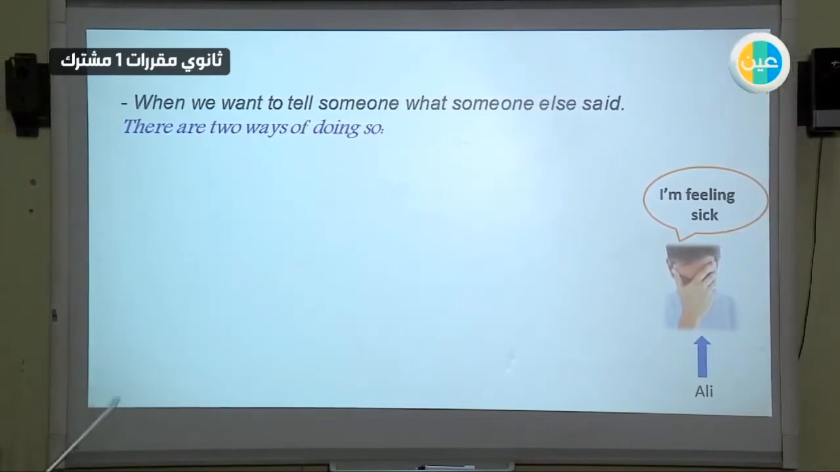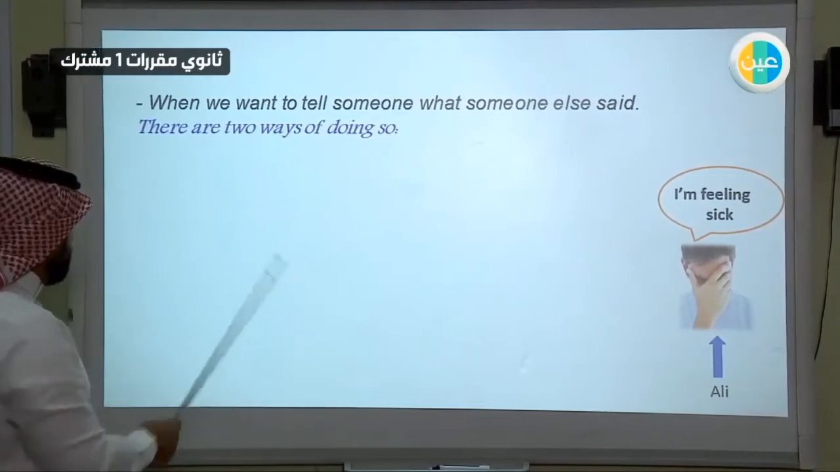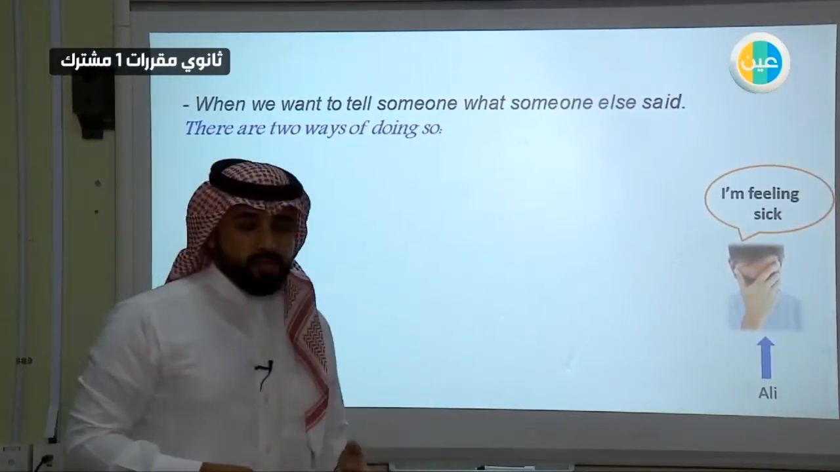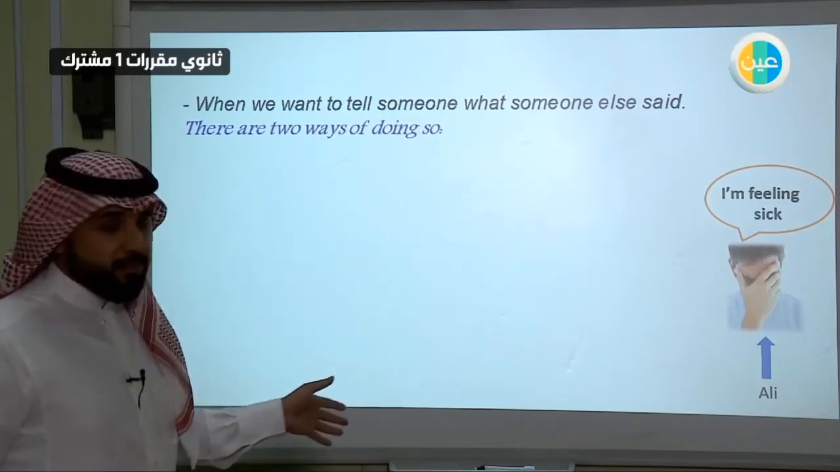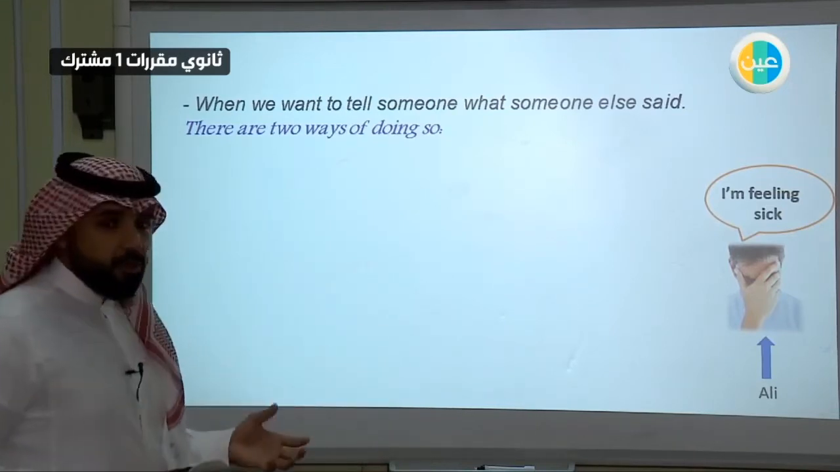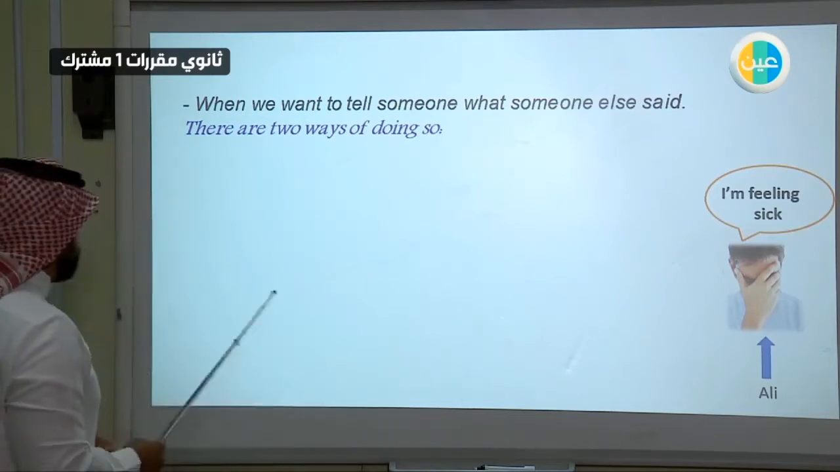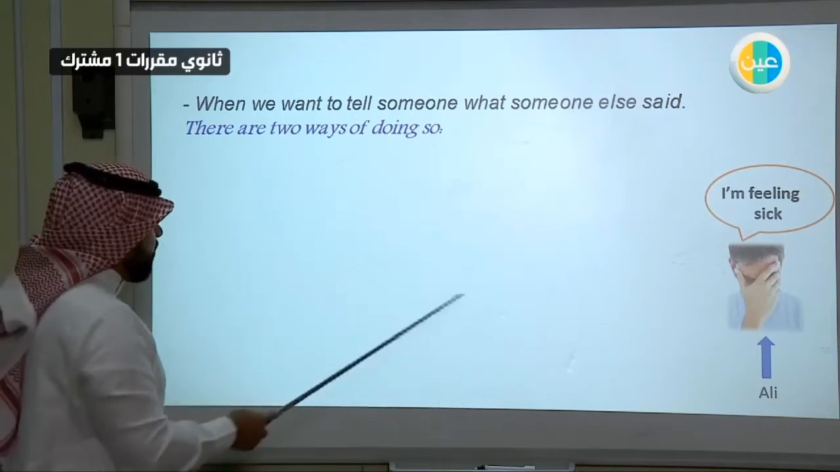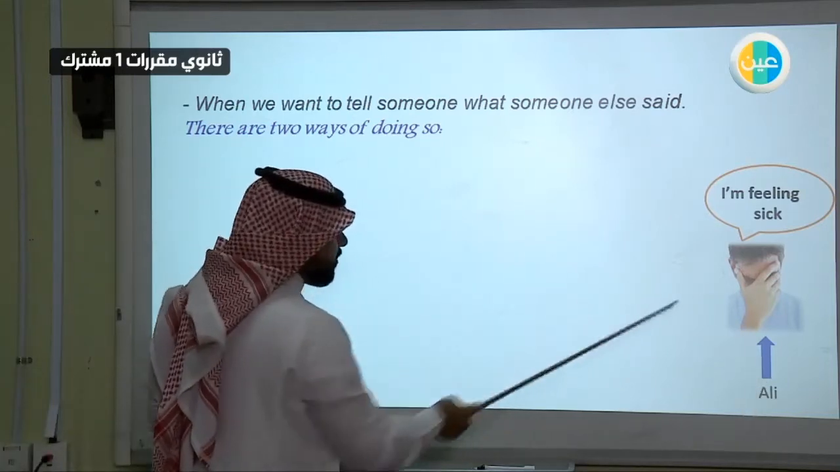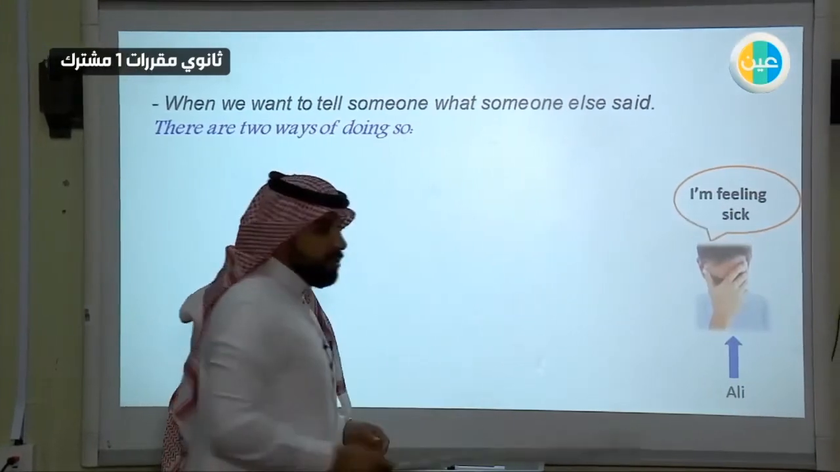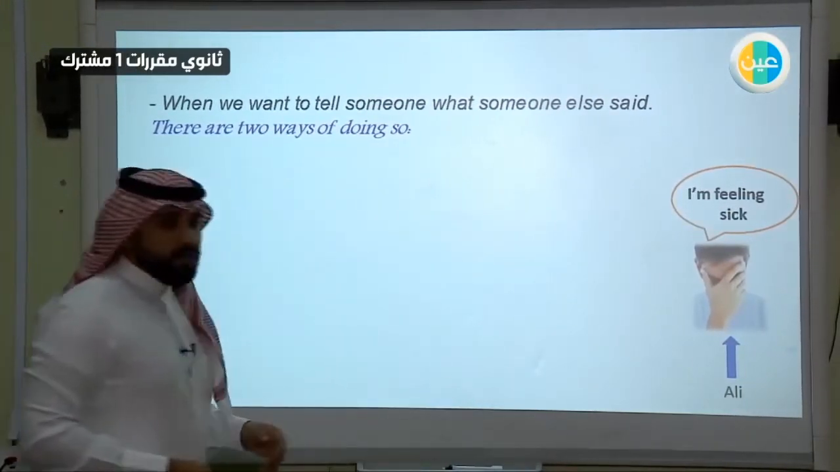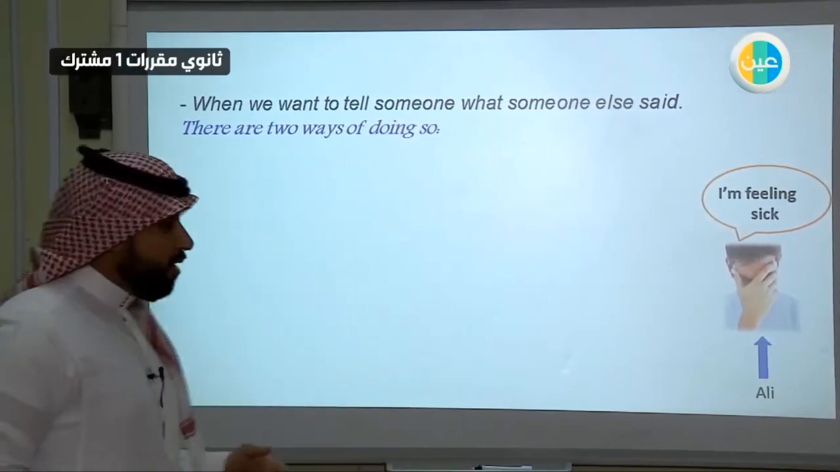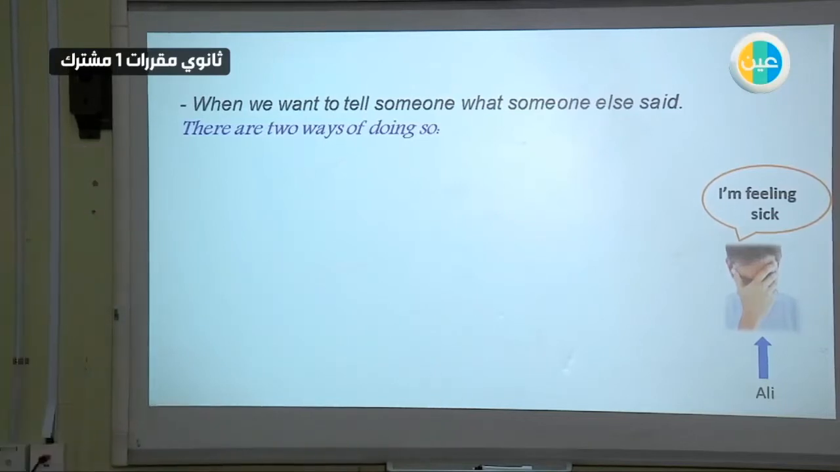The main reason behind using reported speech is when we want to tell someone what someone else said. So you talk to someone and then you want to transfer the message or the situation to another person. There are two ways of doing that. For example, we have Ali here and he said that I am feeling sick. He is sick, and he told you that. How do you transfer this message? How do you tell another one about what Ali said?